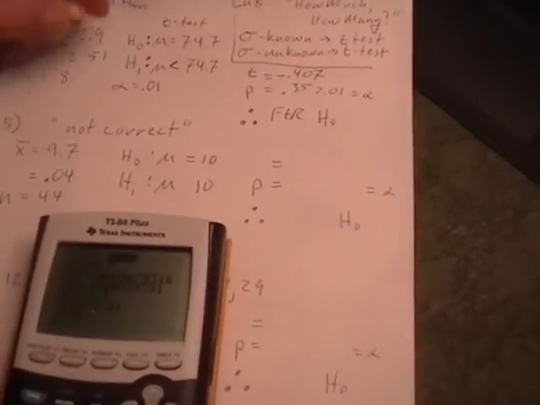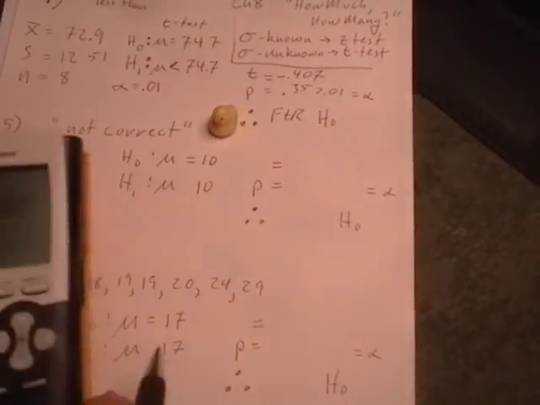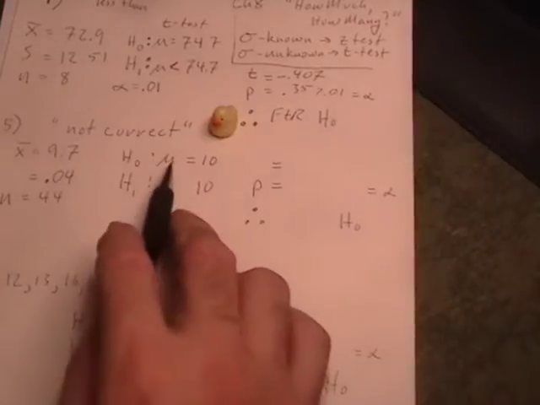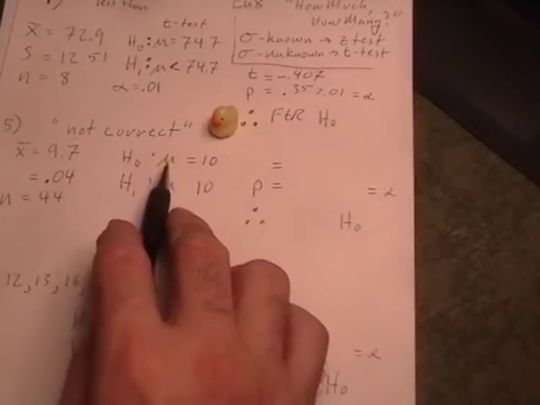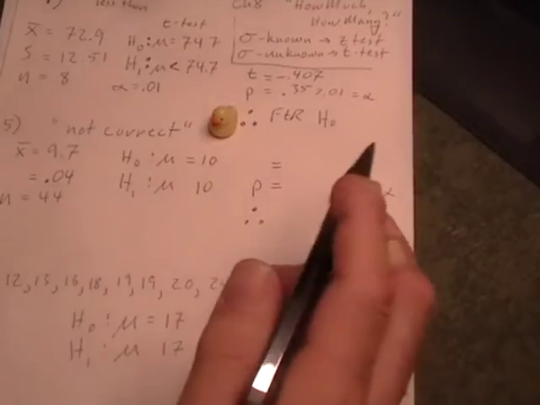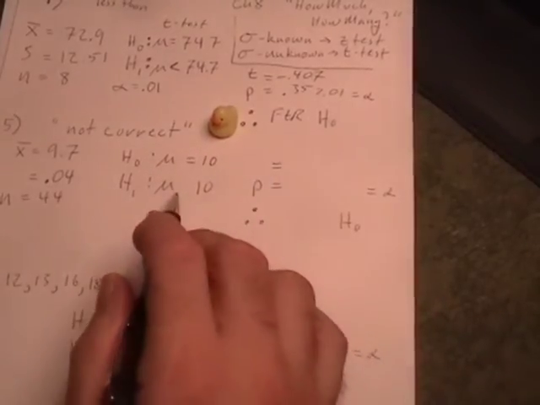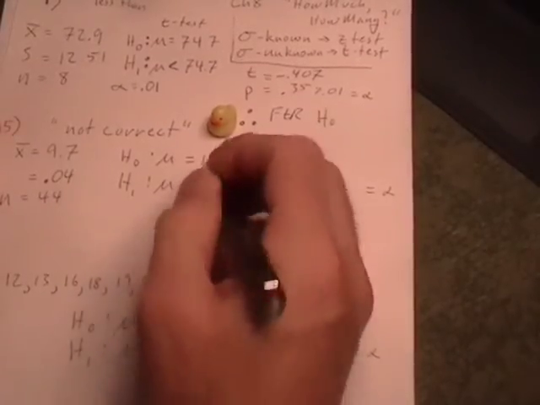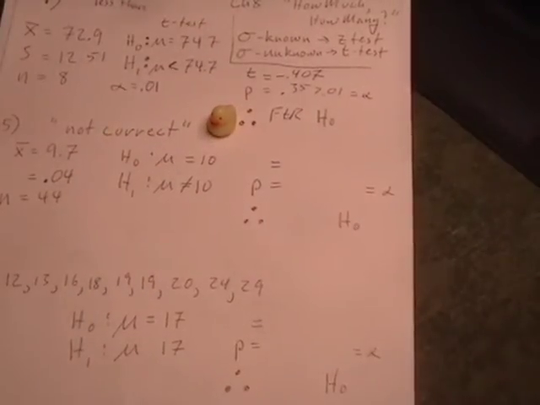Next example. Suppose that the keyword is "not correct." You believe that the statement that the mean is 10 is not a correct statement. You haven't indicated a direction. You don't know whether you should shoot higher or lower, so the inequality is just going to be not equal to.